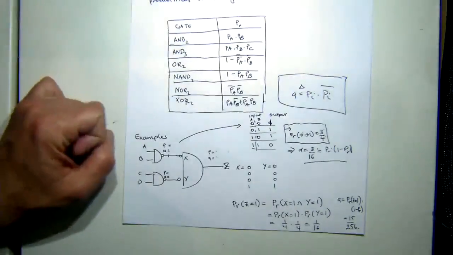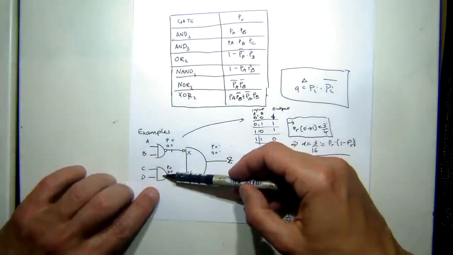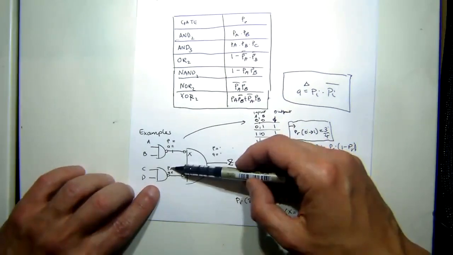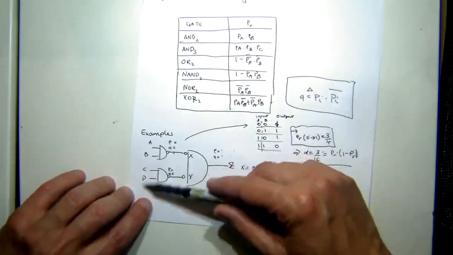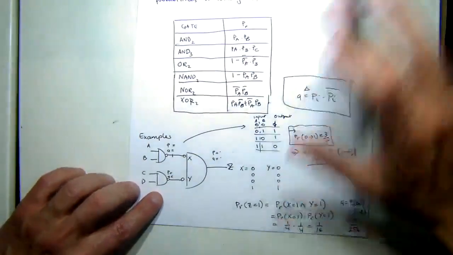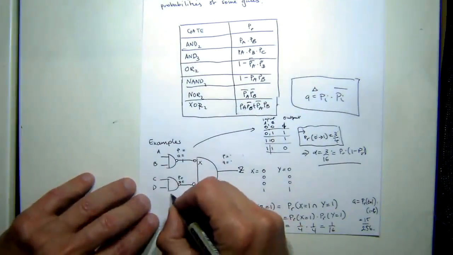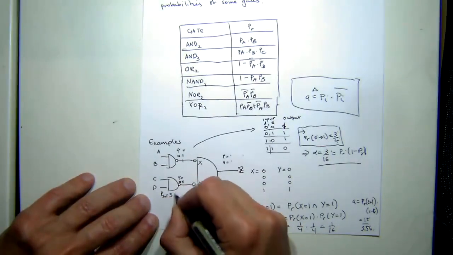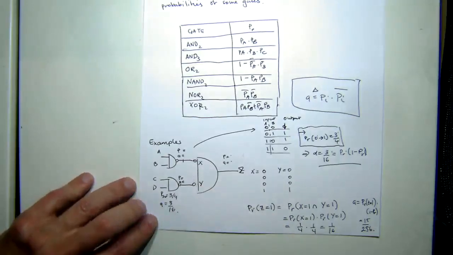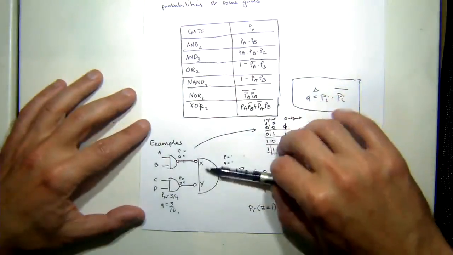All right, excellent. Now I've got this gate here. Who's willing to tell me what the switching probability and the activity factor for this one is? All right, good, you're awake. Perfect. So the switching probability is also 3/4 and the activity factor is 3/16. Excellent.